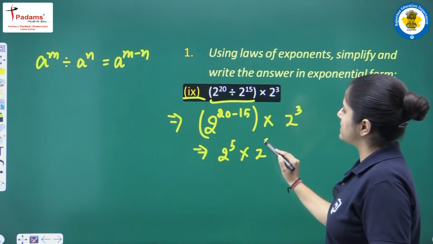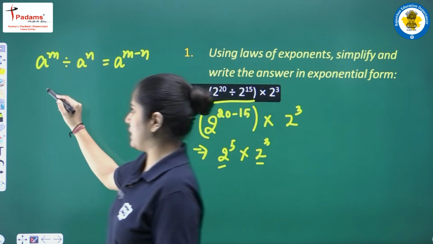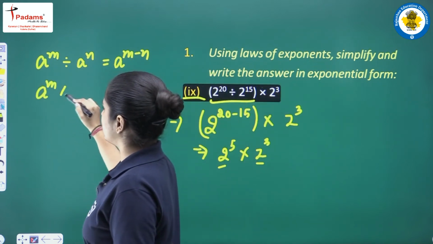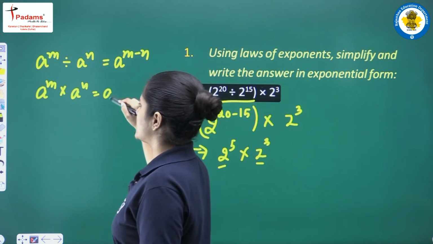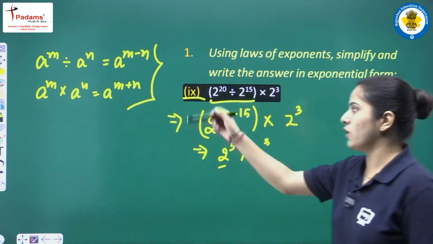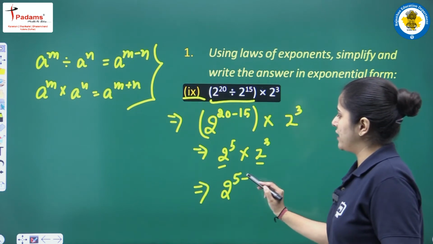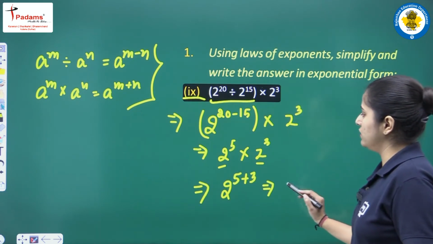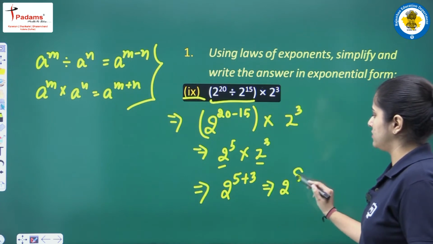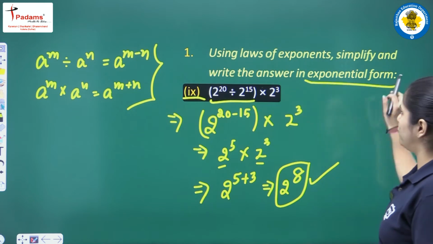Now students, the base is same, right? Multiplication is there, so we need to add the powers. A raised to power m plus n, right? So we need to use these two laws to find out this. So that is 2 raised to power 5 plus 3, that is 2 raised to power 8. And this is your answer, and that is in exponential form.